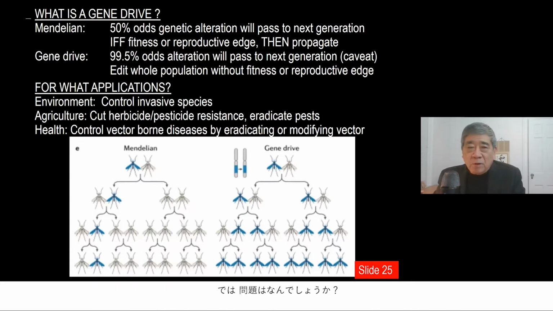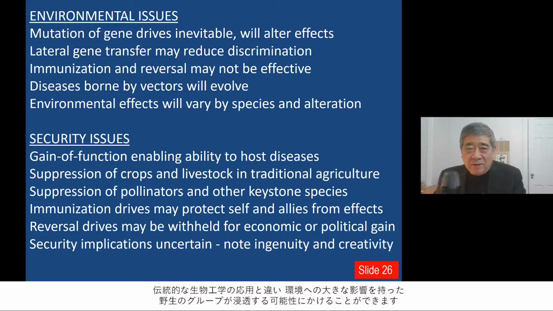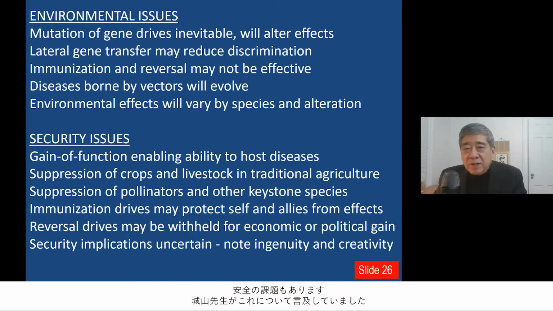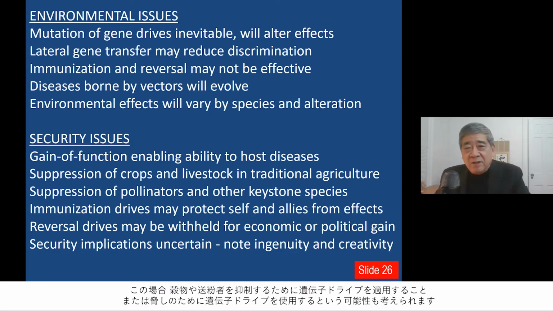Now, what are the issues? You worry about environmental effects, obviously, if this does and will go out. Unlike traditional biological engineering applications, you can count on there being potentially significant penetration of wild populations with significant environmental effects. And there's security issues as well. Professor Shirayama mentioned that. And in this case, you can imagine applications of gene drives to suppress crops or suppress pollinators, or potentially even to be used for blackmail.